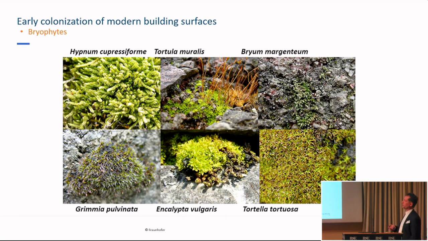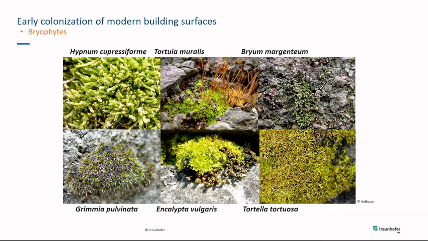This is just a potpourri. There are a few others that are emerging rather early. It might be Hypnum cupressiforme, Tortula muralis, Bryum argenteum, which is also quite pollution resistant, and there are a few others like Grimmia and Encalypta or Tortella.